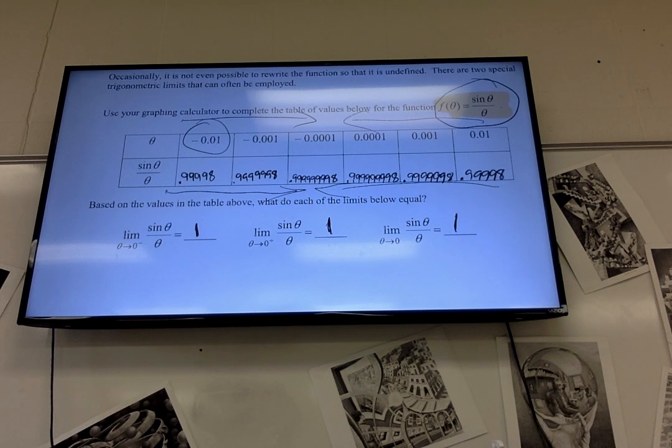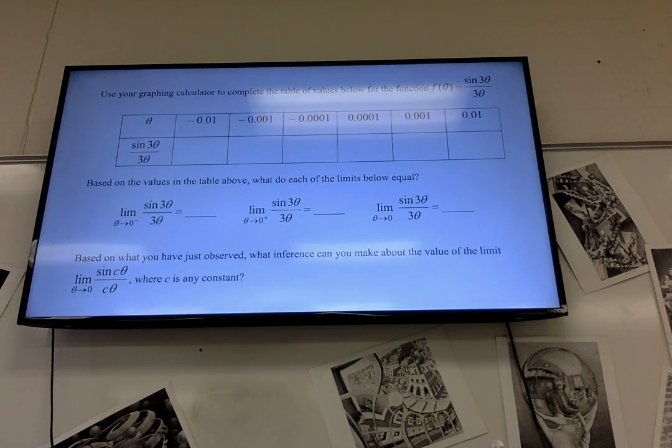Lovely. That is super important. That idea, you should memorize: the limit as theta approaches 0 of sine of theta over theta is 1.